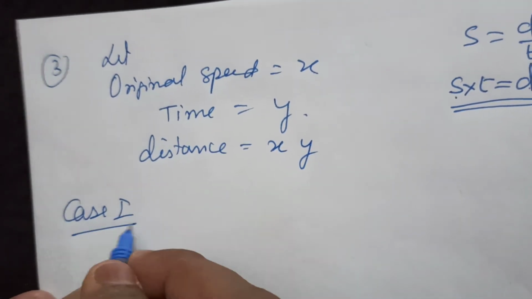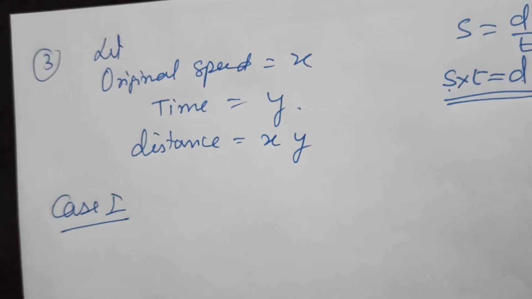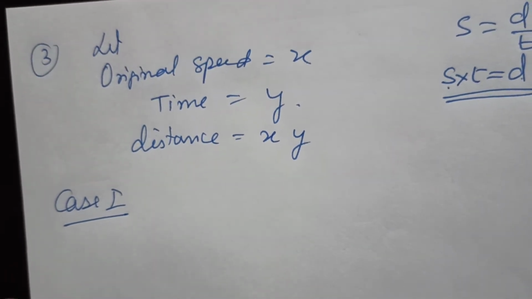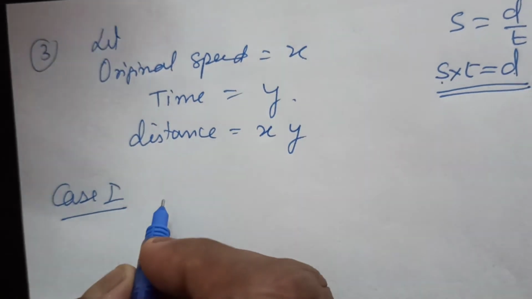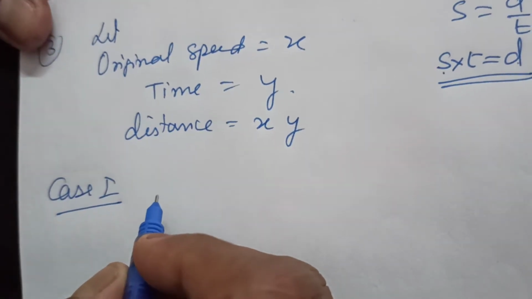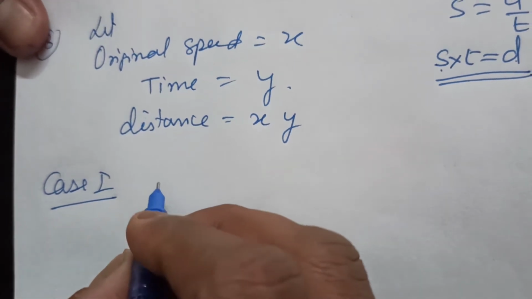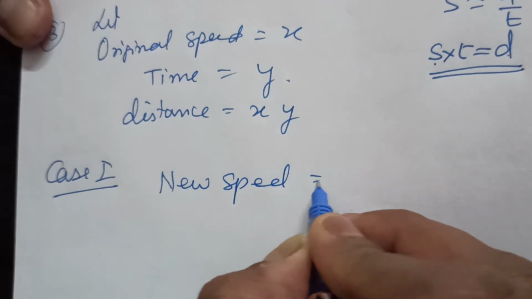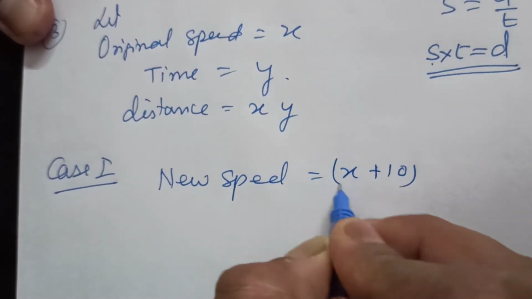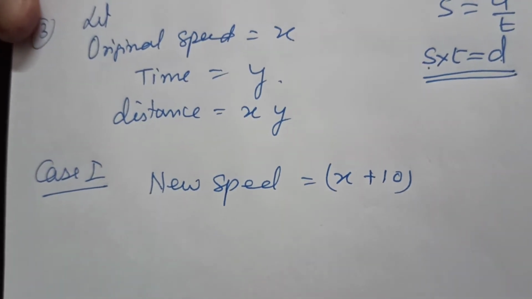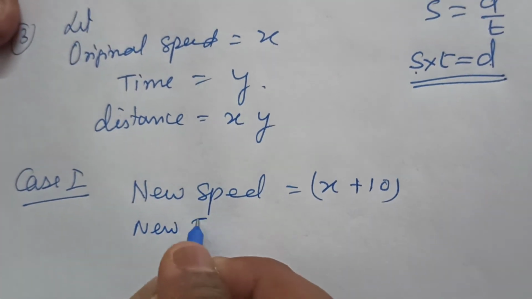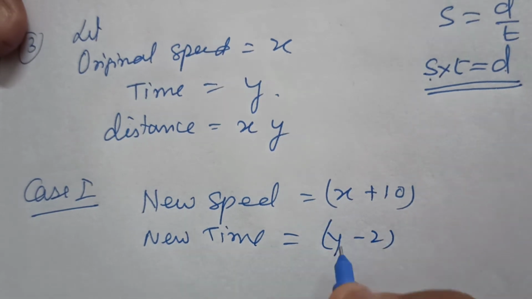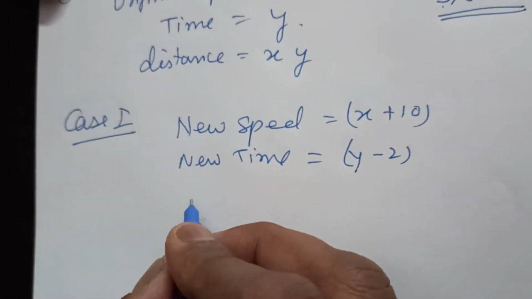See again, original speed is x, original time is y. So distance covered is x into y. Now what does the question say? First case, it says if the train would have been 10 km per hour faster, that means new speed is equal to x plus 10. Obviously if the speed is more, new time, it says it will take 2 hours less, so y minus 2. But the distance remains the same.